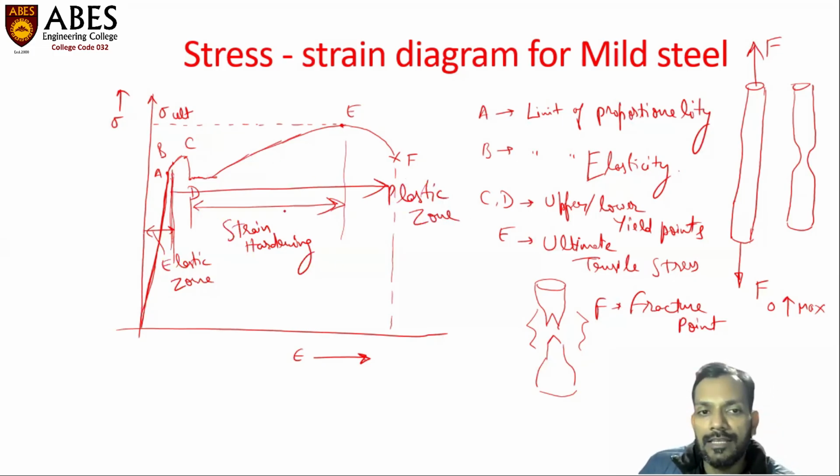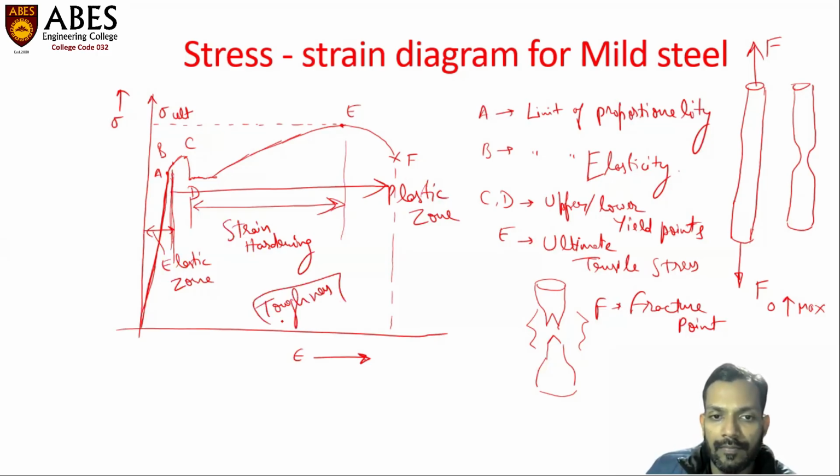The area under the stress strain diagram gives you the value of toughness of the material. The higher the value of this area under the stress strain diagram, the higher the toughness of the material. So it indicates the amount of energy absorbed by the material before its fracture. That is toughness. So these are the significant points on the stress strain diagram for mild steel.